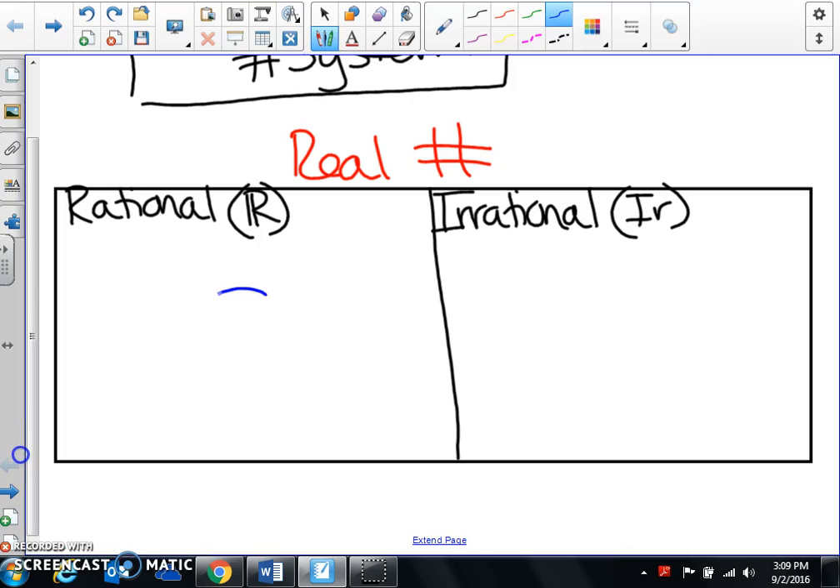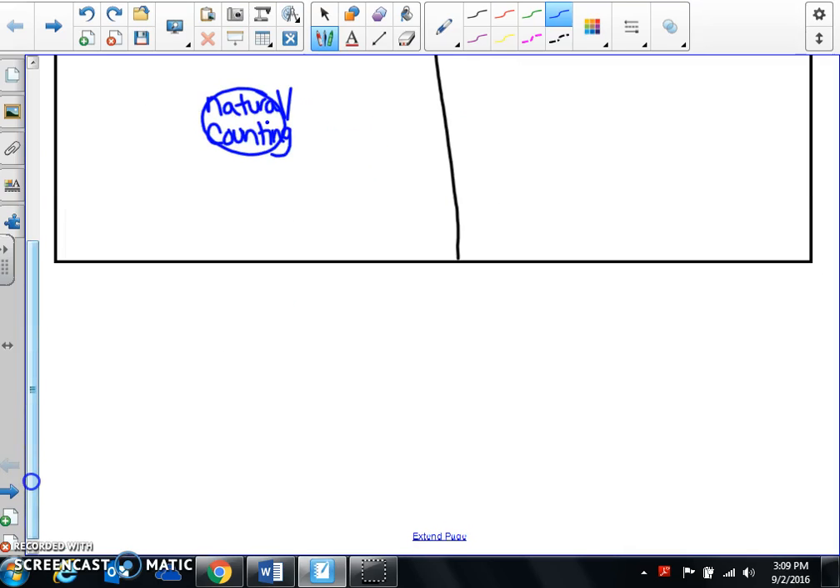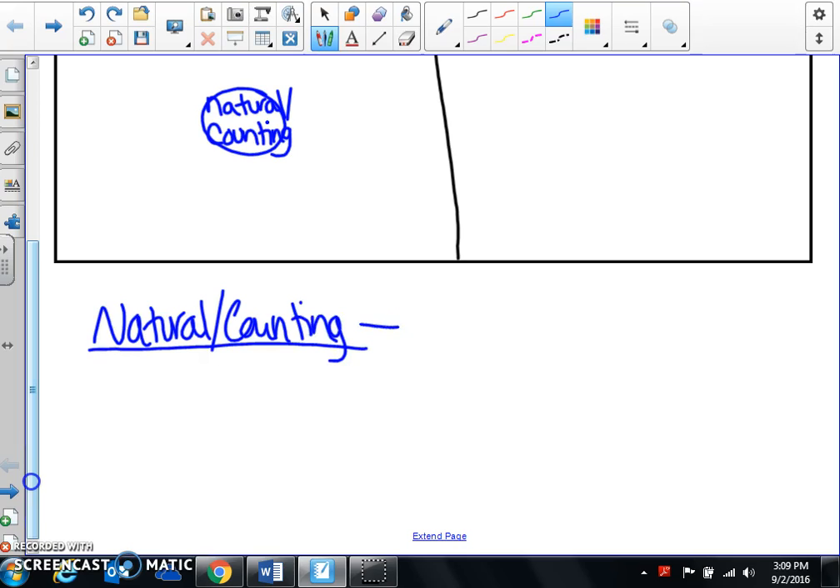Okay, so the first one are natural, and they're also called counting numbers. Honestly, the majority of the time, they're going to be natural. So let's talk about what a natural number is. So a natural number, or a counting number, starts at 1 and just keeps on going forever and ever.